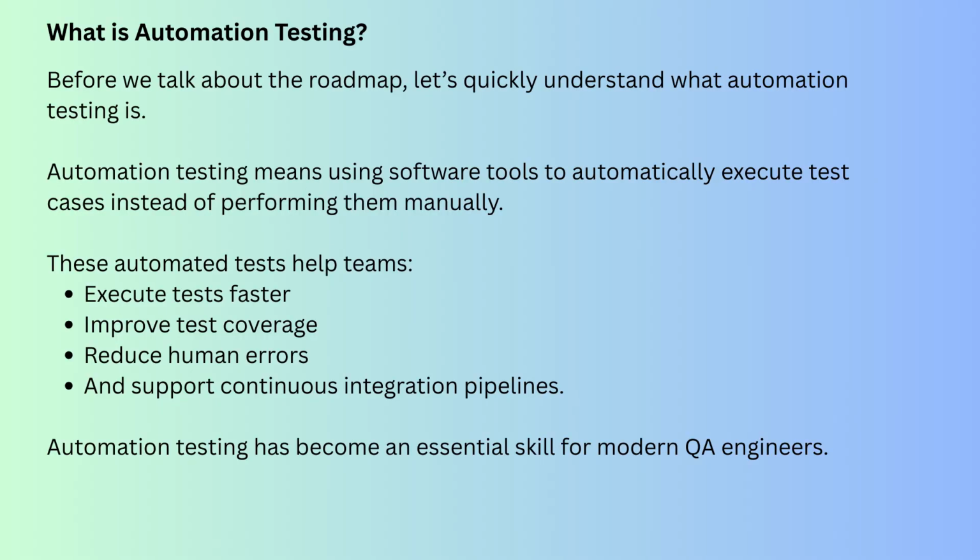What is automation testing? Before we talk about the roadmap, let's quickly understand what automation testing is. Automation testing means using software tools to automatically execute test cases instead of performing them manually. These automated tests help teams execute tests faster, improve test coverage, reduce human errors, and support continuous integration pipelines. Automation testing has become an essential skill for modern QA engineers.